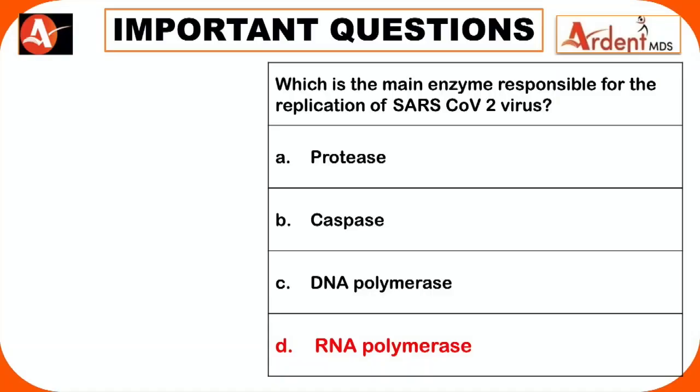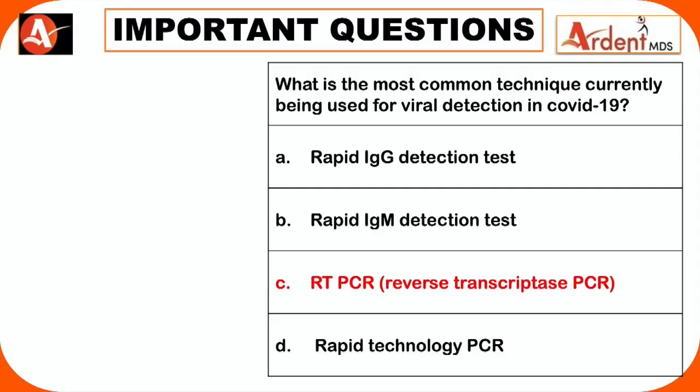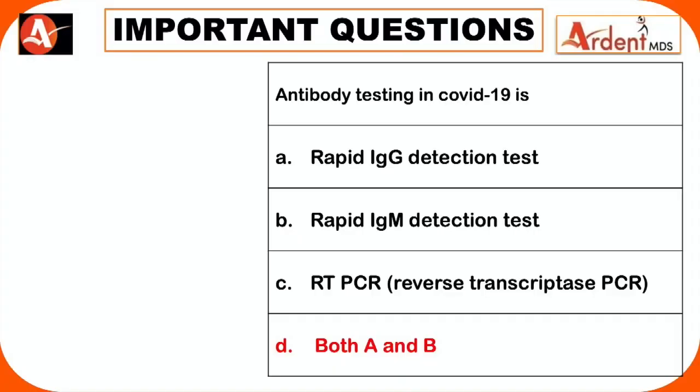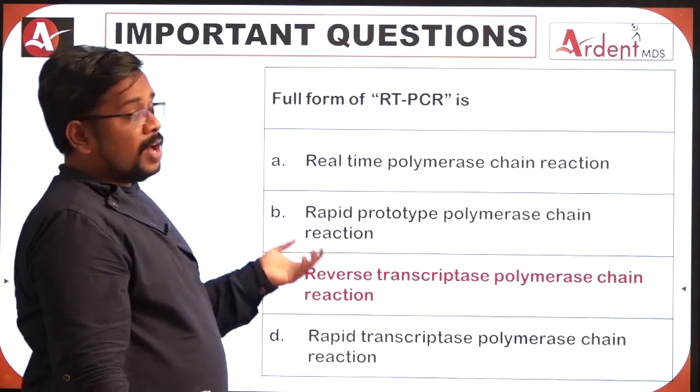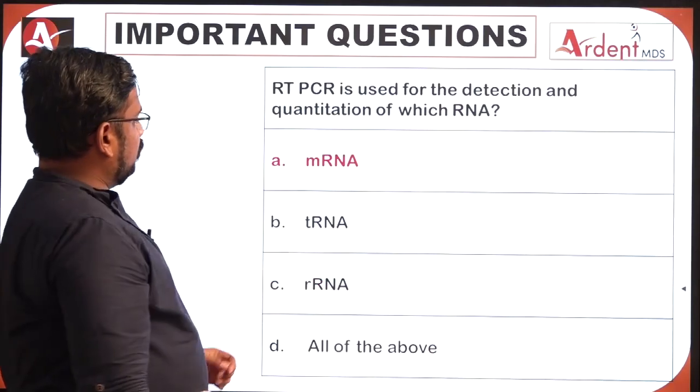Which is the main enzyme responsible for the replication of SARS-CoV-2 virus? RNA polymerase is the enzyme used for the replication of CoV-2. That's why we studied RNA dependent RNA polymerase. What is the most common technique currently used for viral detection in COVID-19? Yes, the gold standard test is the RT-PCR test. Antibody testing in COVID-19 detects both IgG and IgM, so the answer is both A and B. Full form of RT-PCR, a very easy question, right? Reverse transcriptase polymerase chain reaction.